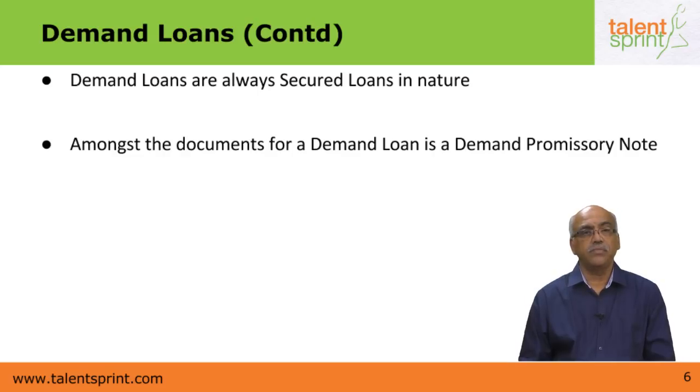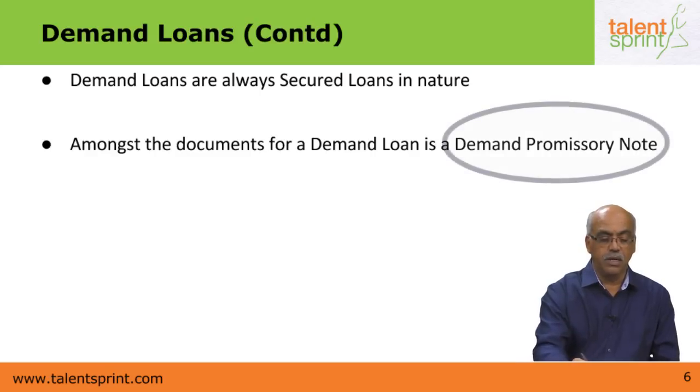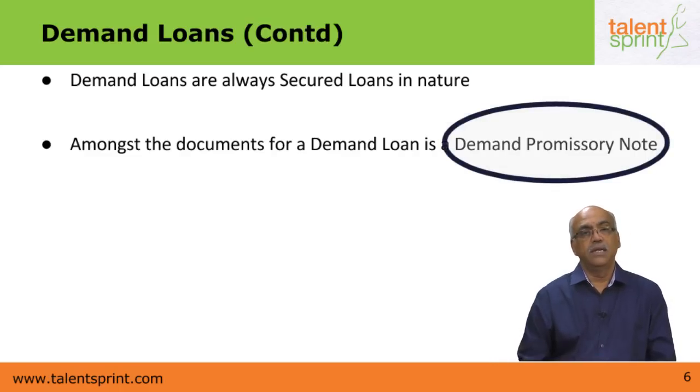Amongst the documents for a demand loan is a demand promissory note. What is a demand promissory note, or what is popularly known in banking circles as a DPN? Demand promissory note means it is a statement of acknowledgement by the borrower saying that on demand I agree to repay to the bank the sum of rupees X along with interest thereof from such and such a date till such and such a date. That is the classic example of a demand promissory note, or a DPN.